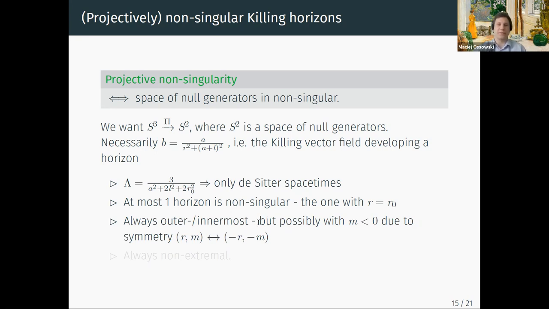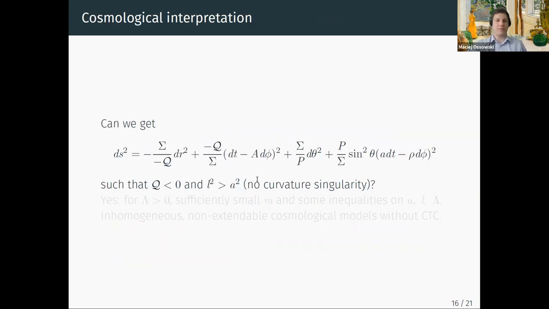always the most, either with the R that's the lowest possible or the greatest possible, depending on the choice that we can change using the symmetry of reversing the signs of R, and it can be shown that it's always non-extremal. One can also do some cosmology using our non-singular Kerr-de Sitter spacetimes.